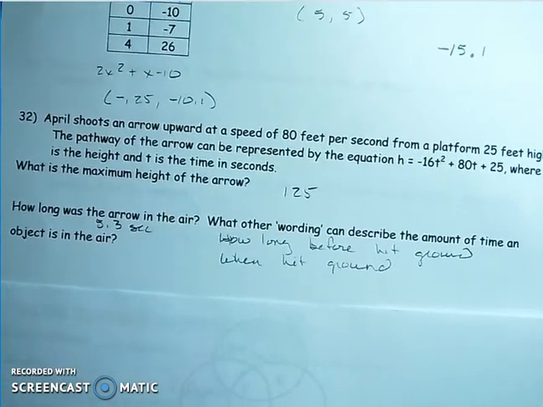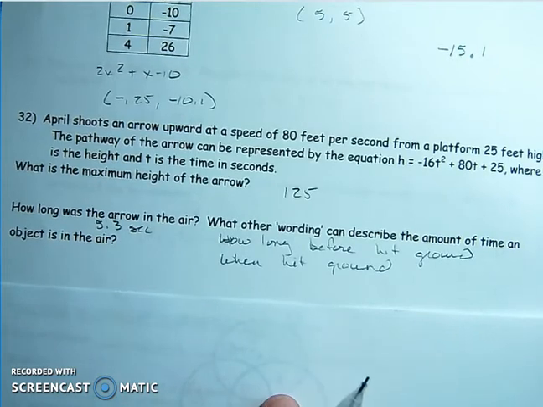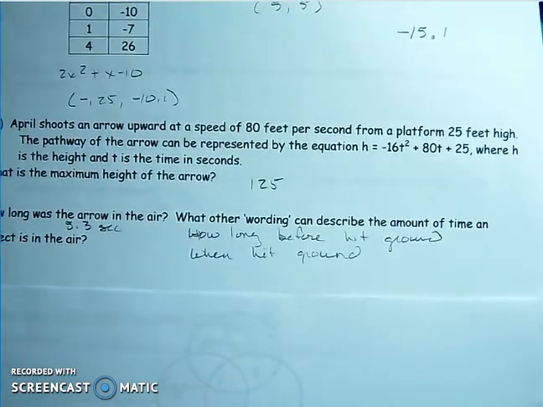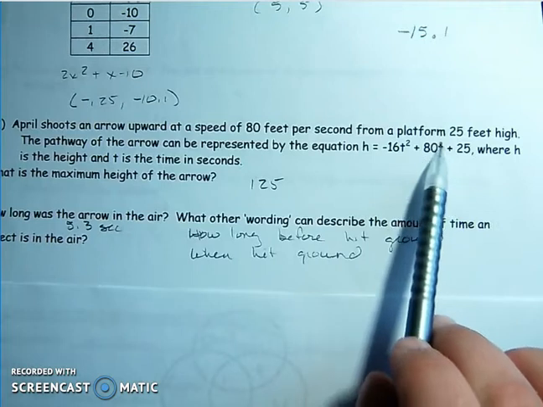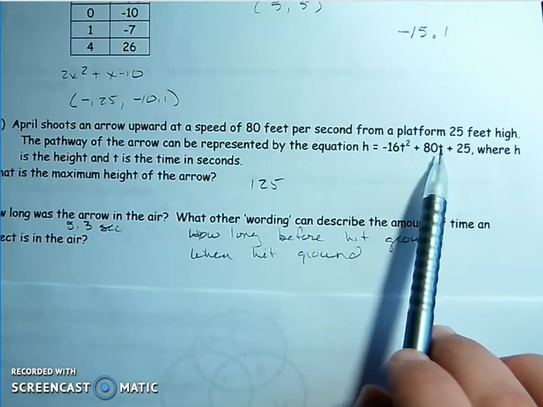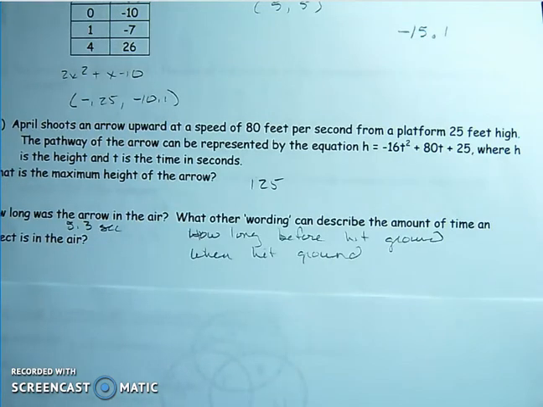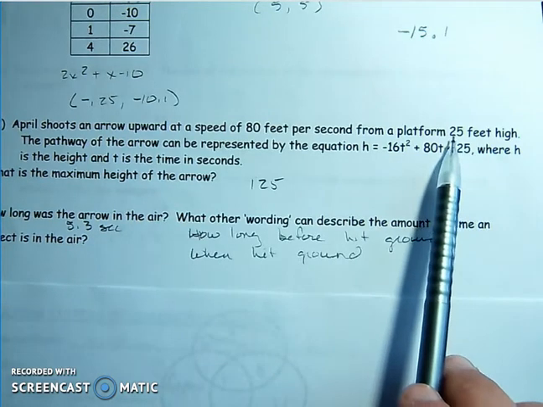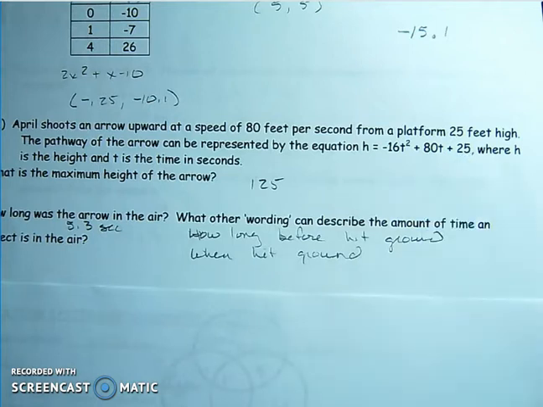April shoots an arrow upward at a speed of 80 feet per second. So that's our velocity. Remember, this number in the middle, our B value, is always our velocity at the beginning, so our initial velocity. Off a platform of 25 feet high. So that's our initial height. That's our C value, our initial.